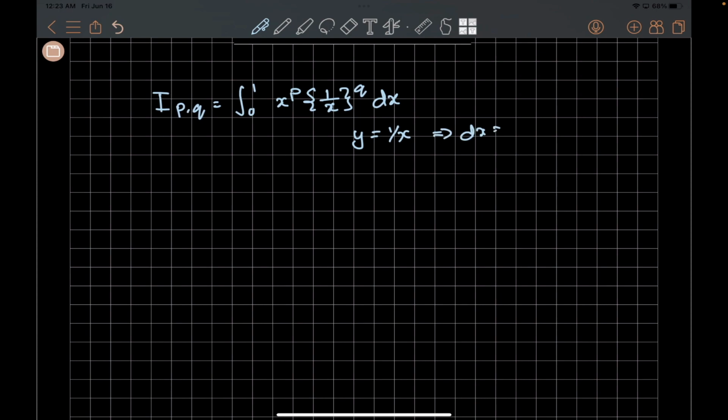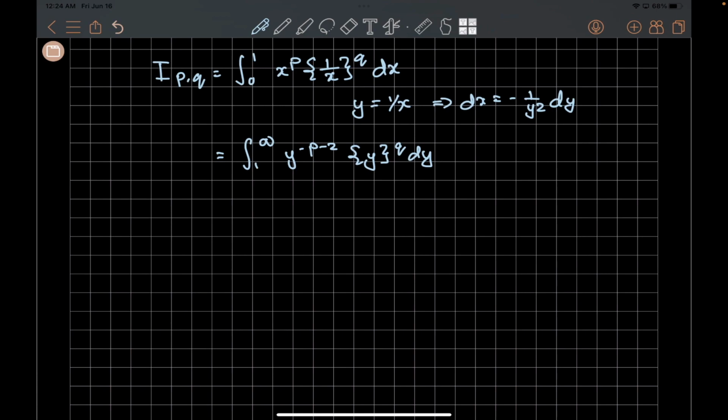That means dx is negative 1 over y squared dy, and our bounds of integration go from 1 to infinity now. We have y to the minus p and a minus 2 because of the differential element, y to the q dy, of course in the fractional part.